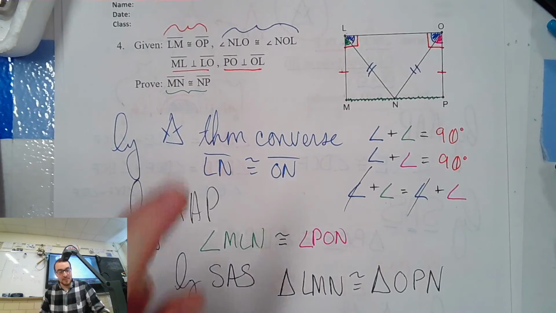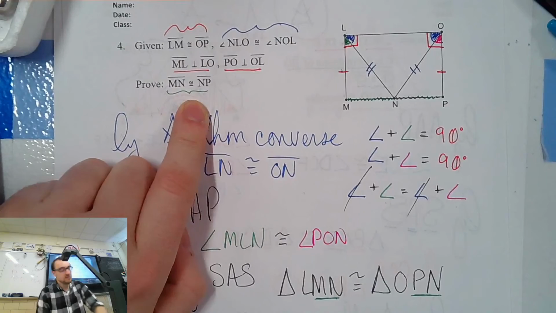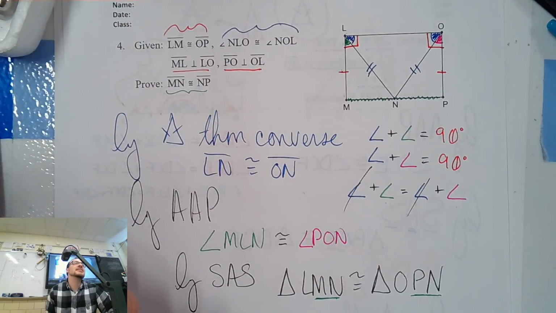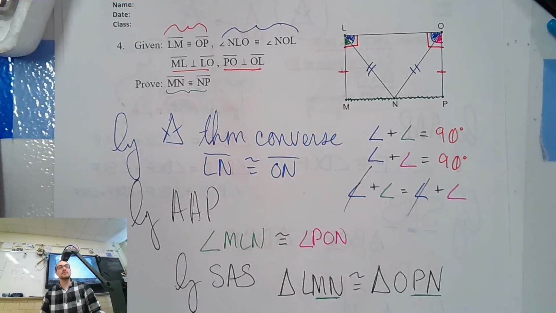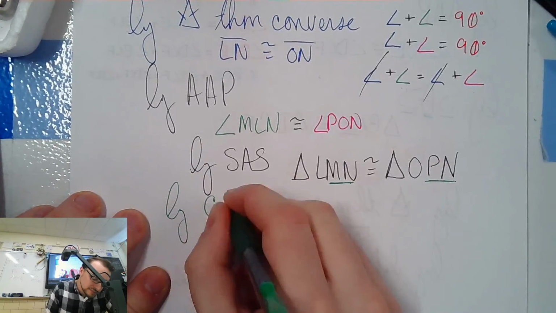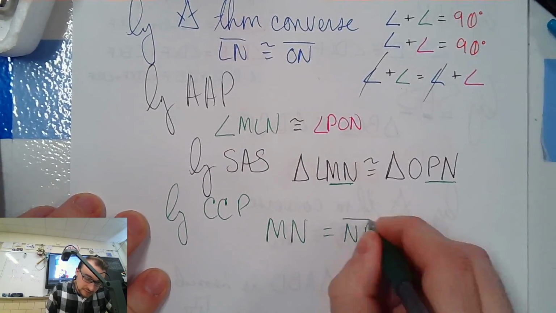Now, we want to get MN and NP together. Well, here's MN, here's NP. Don't you use CCP then? Yeah, you will use CCP, right? Corresponding congruent part. So by CCP, MN congruent to NP.